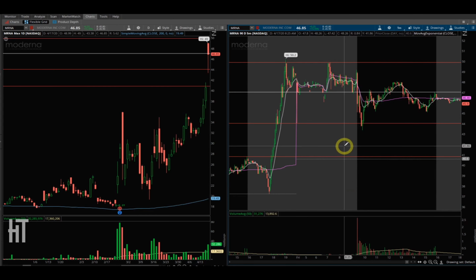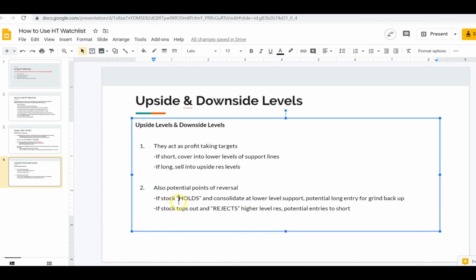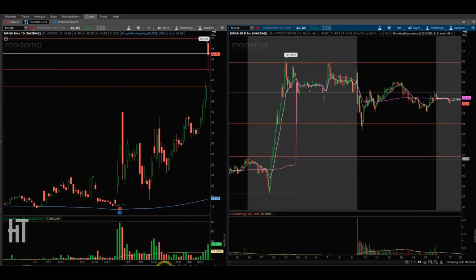So that's how you play and use all the different levels in the watch list. Whether you have a long or short bias, if you're patient and wait for your entry, there's almost always a play for you. That's why these are potential points of reversal, right? There are other video lessons on what a hold and a reject of a level looks like, so you want to check those out. But basically, these are areas of potential entries, long or short.